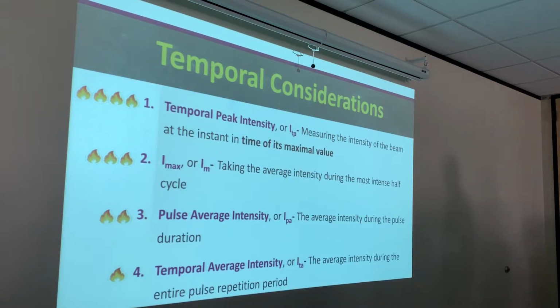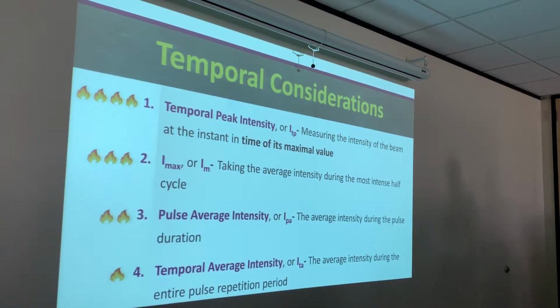It's the maximum value as well, but just like the spatial considerations, spatial peak, this is in time, temporal peak. Spatial peak is the space where the intensity is going to be highest. Like I said, usually in the center of the beam. All right? The second one would be I max or I am.